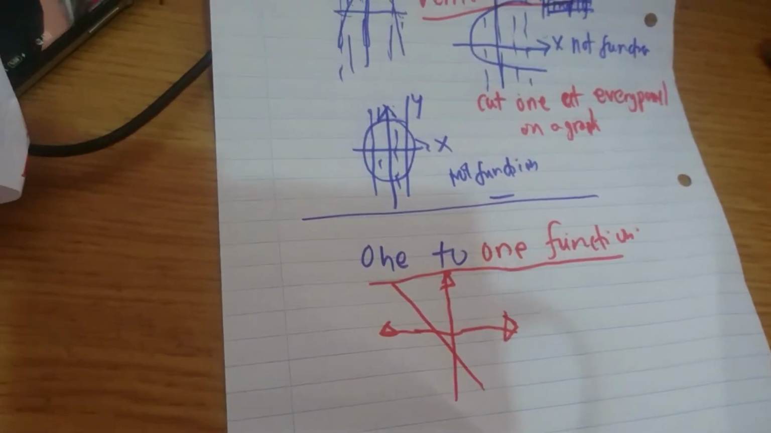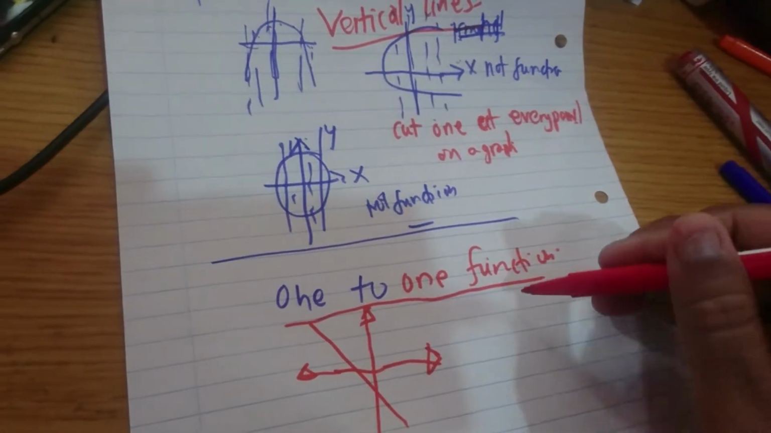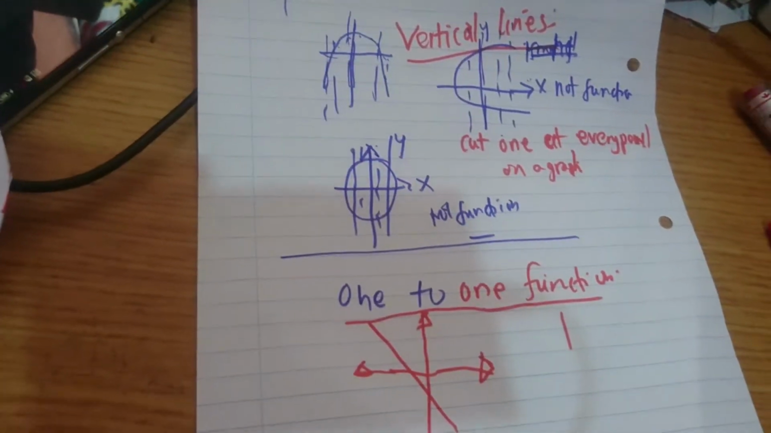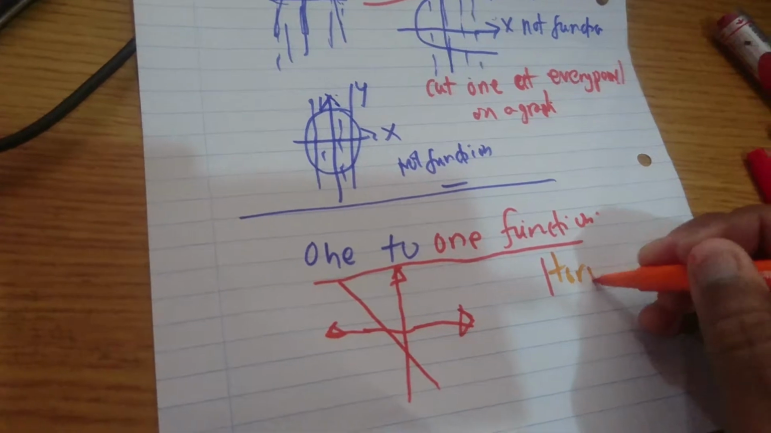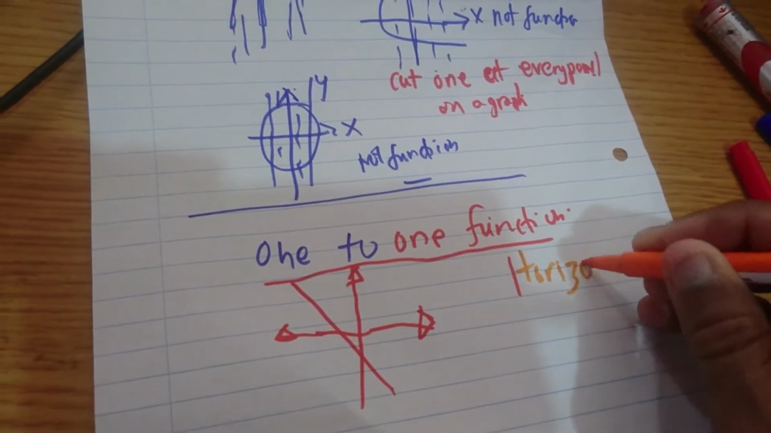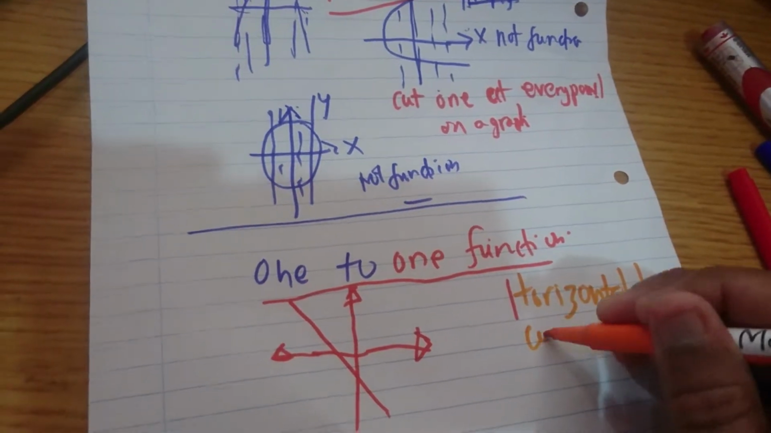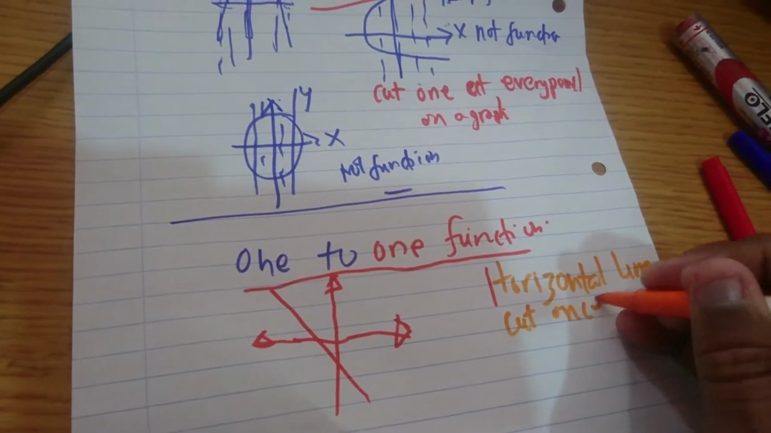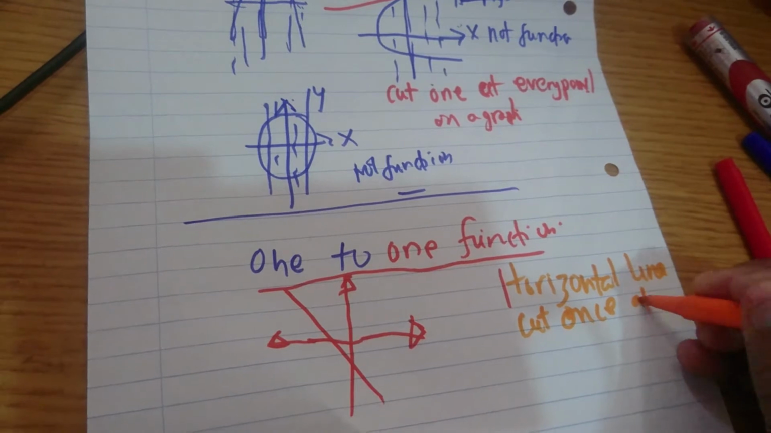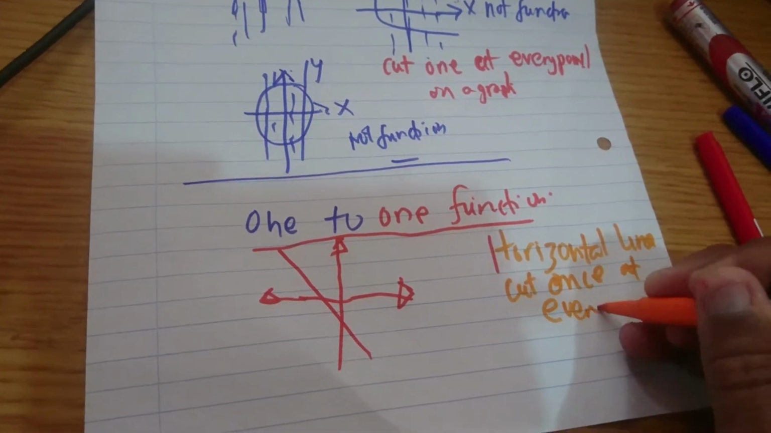Is this a one-to-one function? So how are we going to test? By drawing the horizontal line. So for a one-to-one function, you test by drawing what? Horizontal line, and it must cut once, once at every point, at each point.